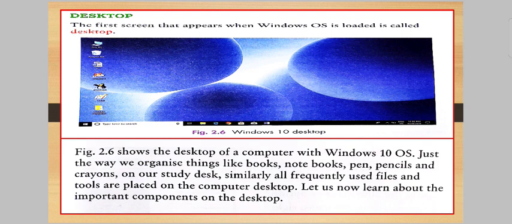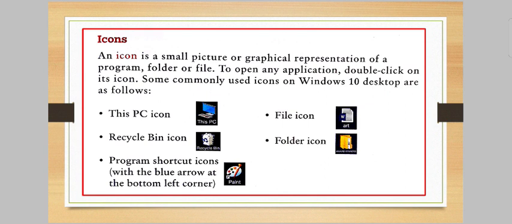Now I am going to discuss the important components on the desktop. First is the icon. So what is an icon? Mainly, an icon is a small picture or graphical representation of a program, file or folder. To open any application, double click on its icon.